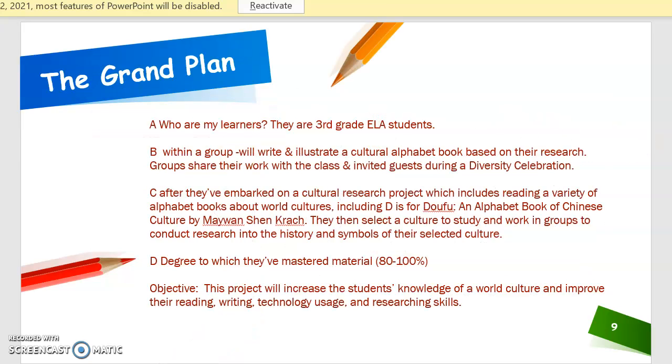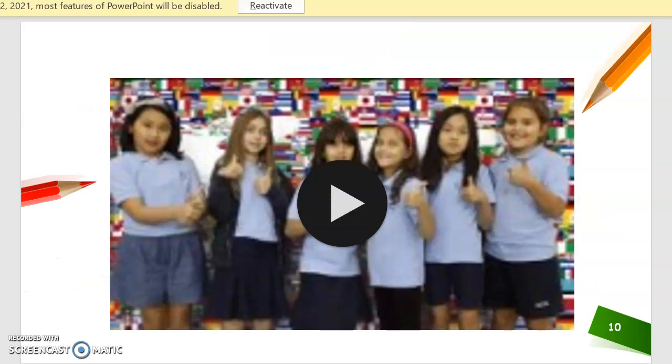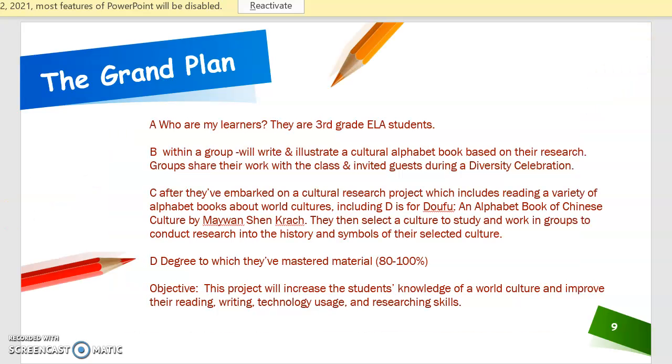Condition. And lastly, the degree to which I would like for my students to master the material is a minimum of 80%, but of course, every teacher wants their student to make 100. And again, to reiterate, my objective is for this project to increase my students' knowledge of a world culture and improve their reading, writing, technology usage, and researching skills.